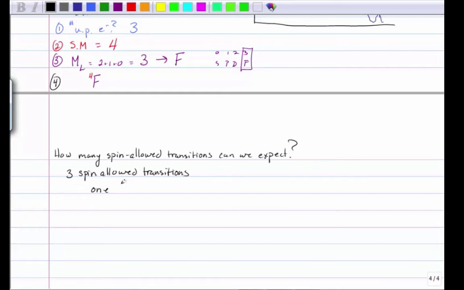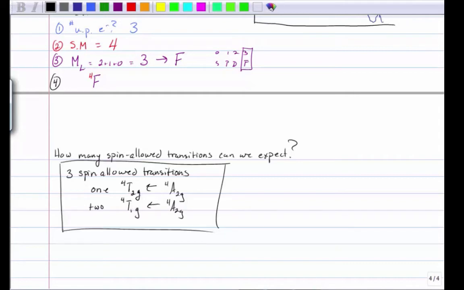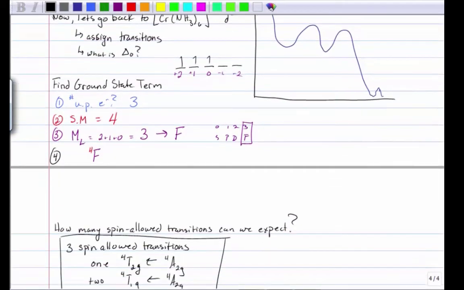One is the 4A2G, or 4A2, to the 4T2, or the 4T2G. And then there are two different transitions from 4A2G to the 4T1G. Now, which ones of those are on the spectra that I drew?